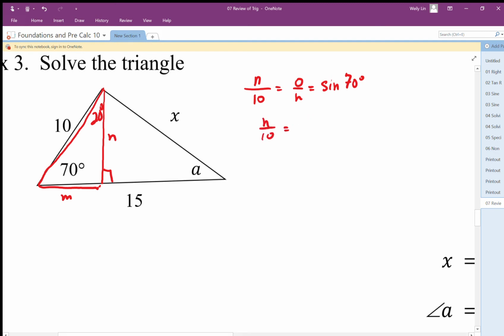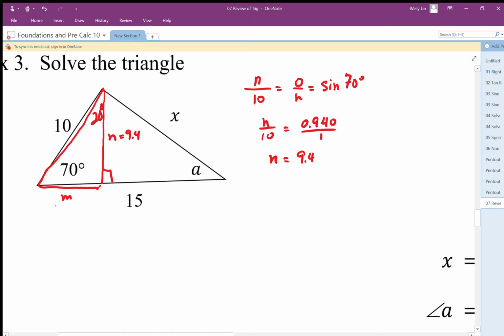So sine 70 works out to be 0.9396, and we're going to round that to 0.94. That means the vertical side is about 94% the length of that side. We can just multiply by 10, and we get the altitude N equal to 9.4. This is a key measurement in this triangle, because now we can relate it to the right-hand right triangle.